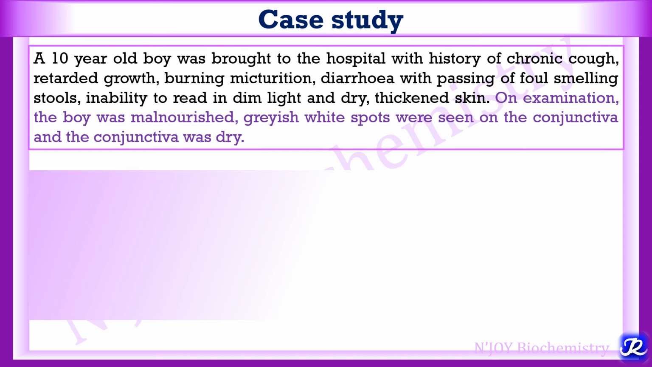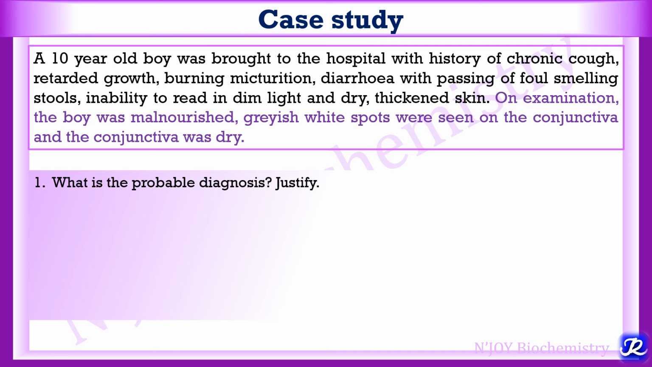A 10-year-old boy was brought to the hospital with history of chronic cough, retarded growth, burning micturition, diarrhea with passing of foul smelling stools, inability to read in dim light and dry thickened skin. On examination, the boy was malnourished, greyish white spots were seen on the conjunctiva and the conjunctiva was dry. So what is the probable diagnosis here? It is vitamin A deficiency. Now what is the justification?